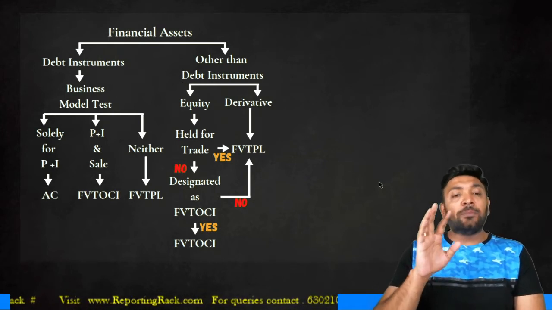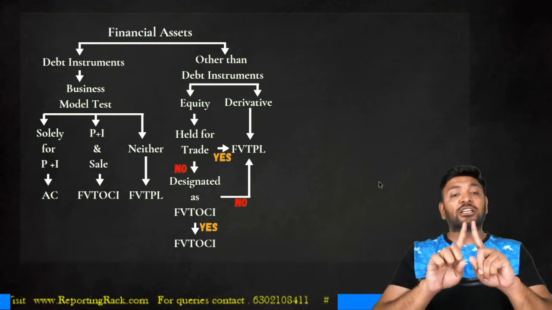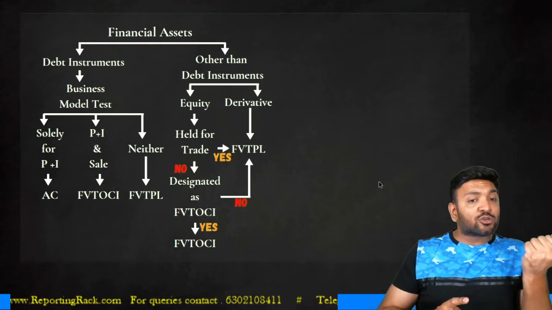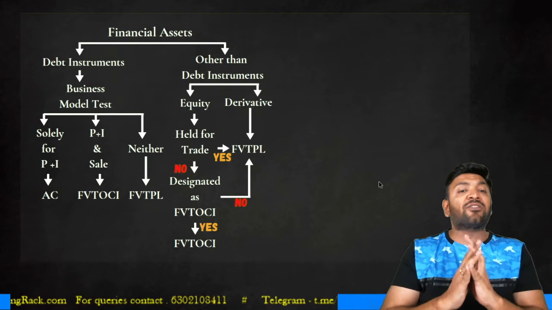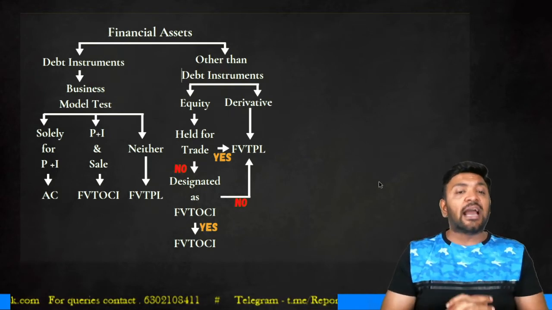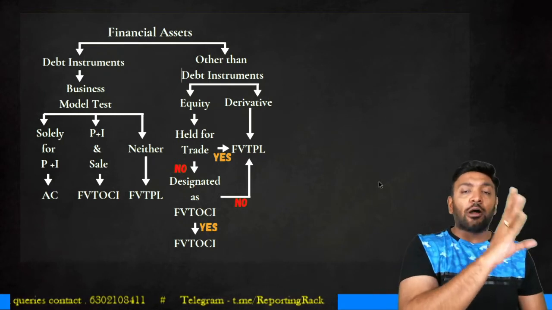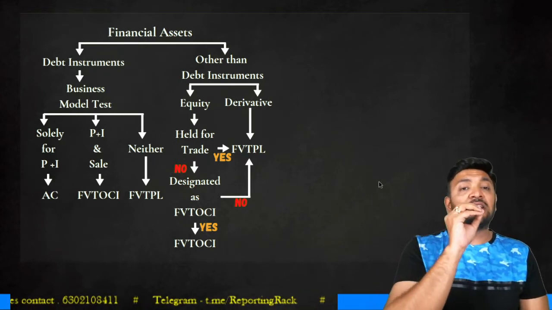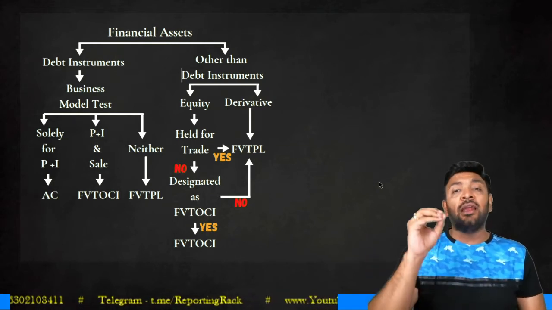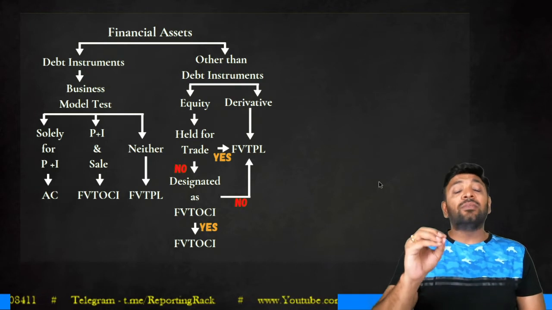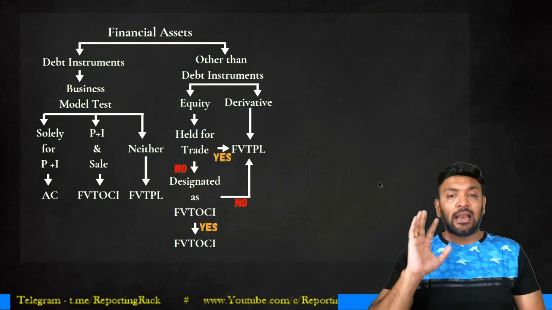But if your business model test is to derive benefit from the financial asset as a combination of both, to receive principal and interest to a certain point of time and then subsequently sell the instrument, then you will classify this instrument as FVTOCI. If it is neither of that, I neither have an intention to hold it for maturity, nor to hold it initially and then sell it, that means my intention is predominantly to trade with this financial asset, then I will classify it as FVTPL, fair value through P&L.